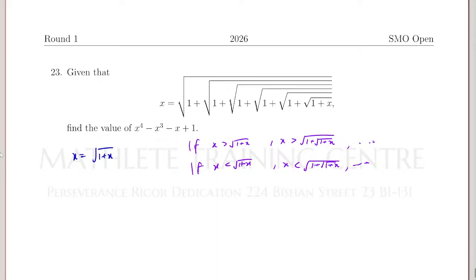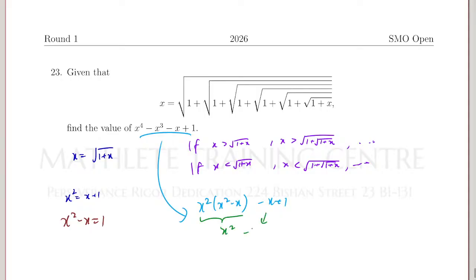So then x is obviously the golden ratio. It cannot be the negative value because this is positive. Actually, you don't need the golden ratio. You can just use the fact that x squared minus x equals 1. And then this guy here becomes x squared minus x, and the front part becomes x squared. Then you bring down the minus x plus 1. So this is just 2. Finish.